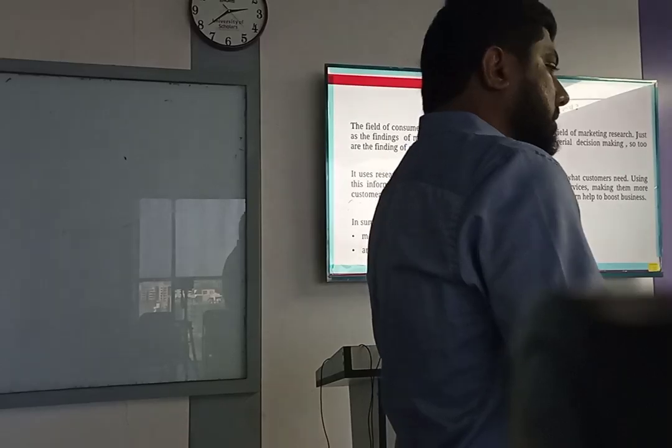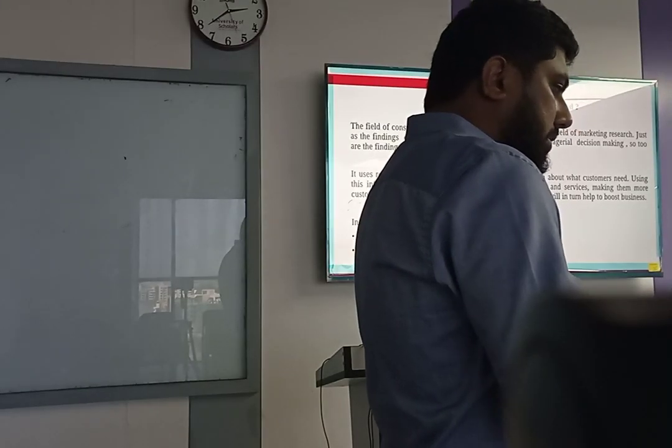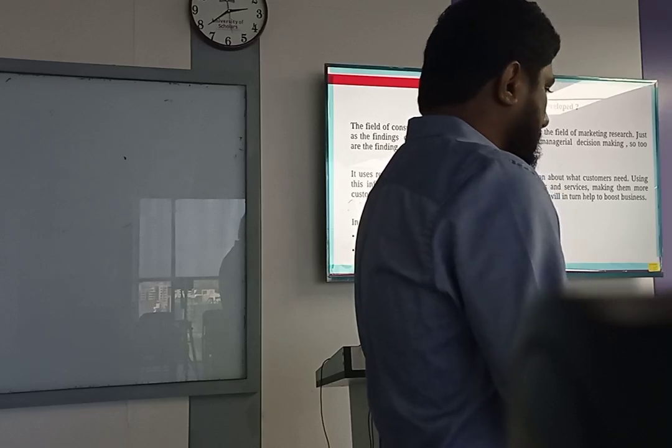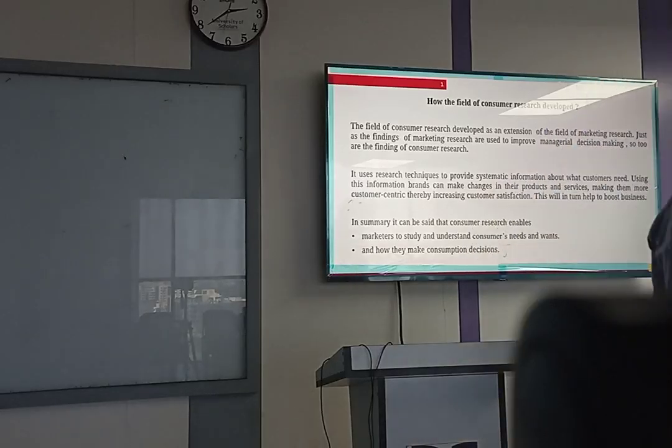And when will it happen? When the company is offering the thing which the customers like, that will sell. So suppose if today Nokia introduces a Nokia 1100, they used to have a few mobiles, right?